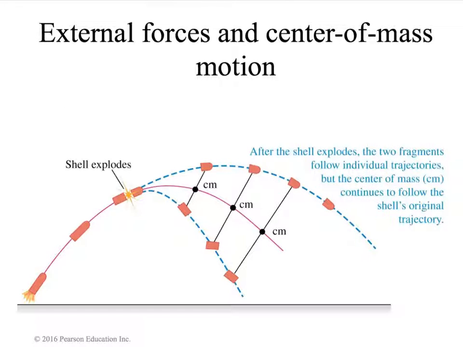Here's an interesting picture showing this effect. What if I have a bomb or a cannon shell that begins flying through the air, but then at some place in its path it explodes, and for simplicity's sake it just splits into two different pieces? The two pieces might go separate ways and take different paths, but notice that the center of mass continues with the parabolic path. The reason is that the force of gravity is acting on this whole system. And so the center of mass will move as if it's under the influence of gravity, which gives us the projectile path.